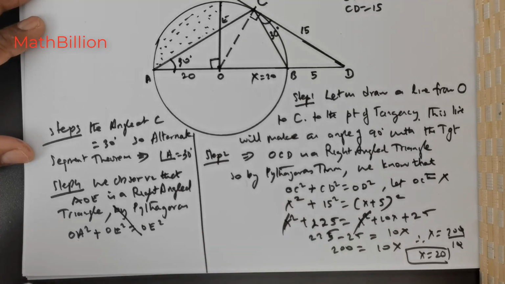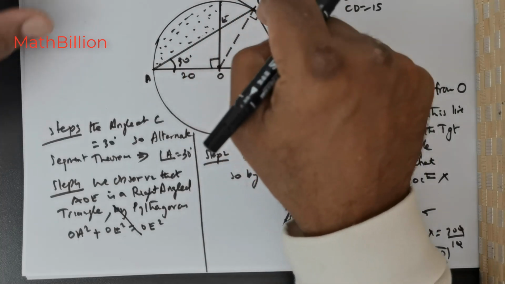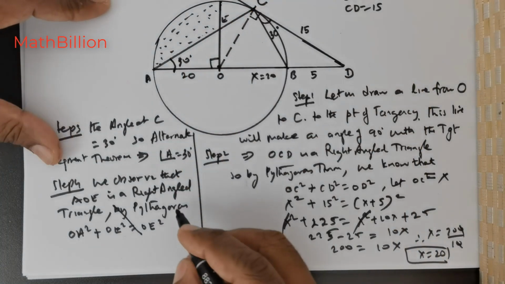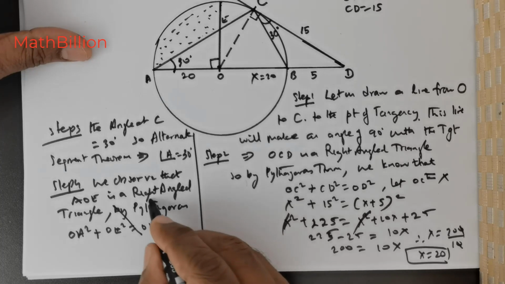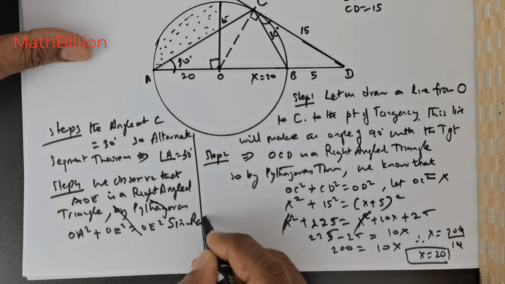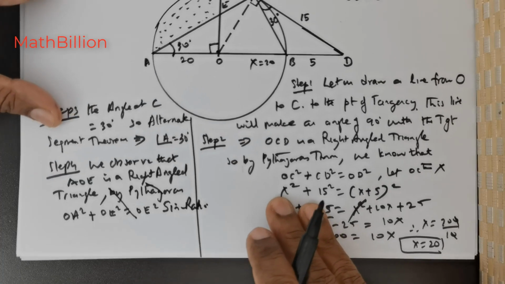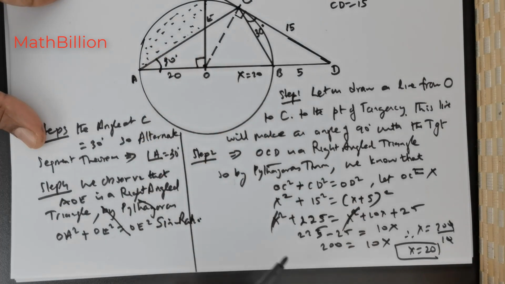Because if I use Pythagoras, I don't know this side and I also do not know the length. So what I wish to do is utilize the trigonometric ratio. By sine ratio, what do you get? Sine 30 is opposite side by hypotenuse, right?